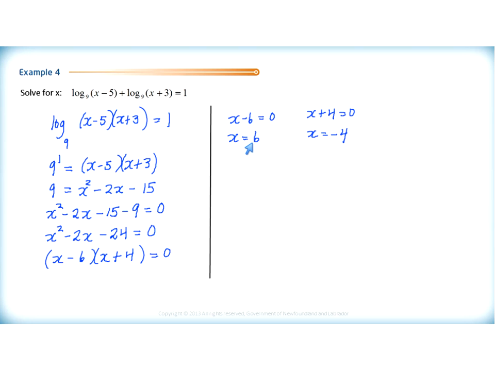We also need to check for extraneous roots by substituting these values for x back into the original equation. So when x is equal to 6, we would be taking the log of 1 in the first term, and in the second term we would be taking the log of 9. When x is equal to a negative 4, here we would be taking the log of a negative 9, and here we would be taking the log of a negative 1. It is important to remember that you cannot take the log of 0 or the log of a negative number, so it is essential that we reject x equals a negative 4, and our only solution in this example is x equals 6.